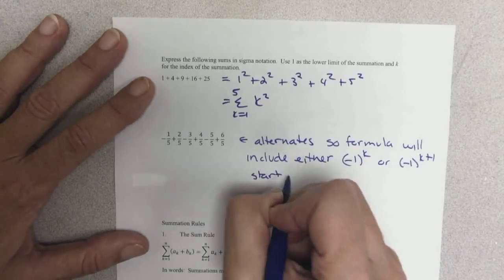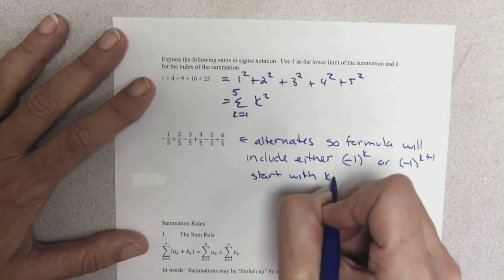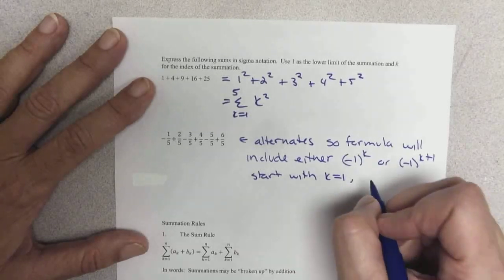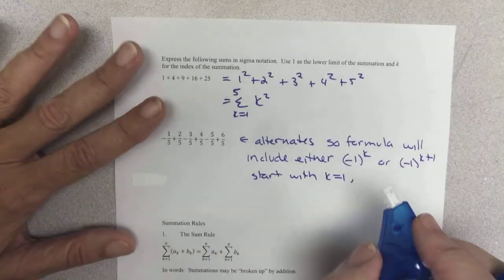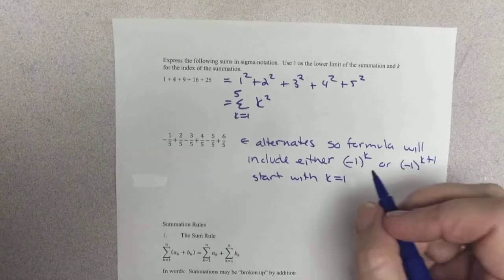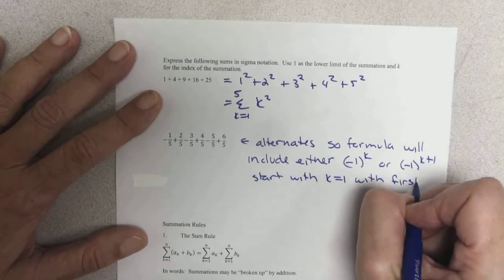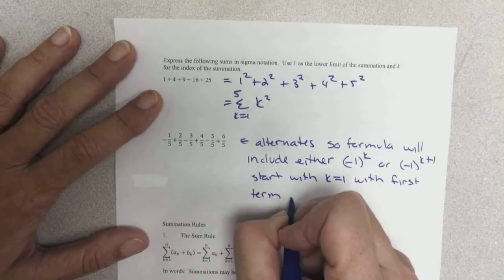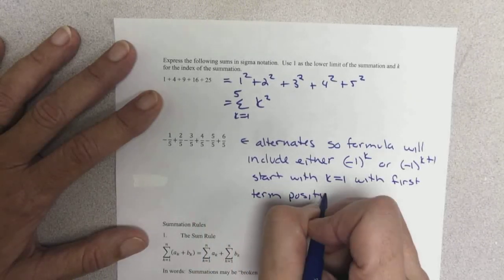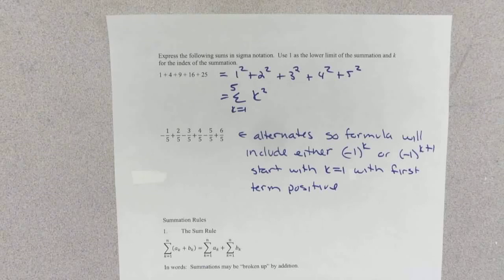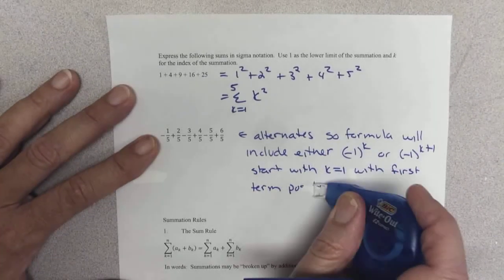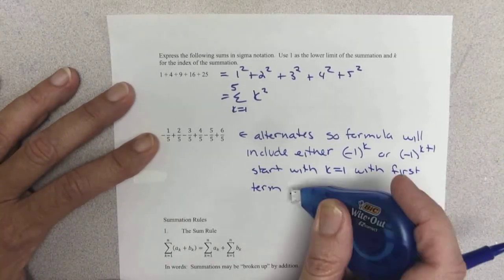Because they told us that k equals 1, and the first term, start with k equal 1, with first term positive. Oops, no, first term negative, I just looked at it. First term is negative. Should read my own problems.